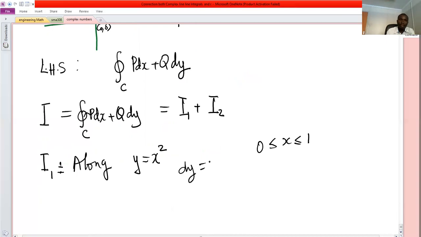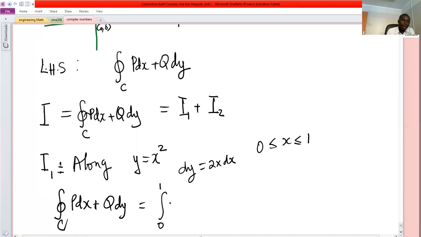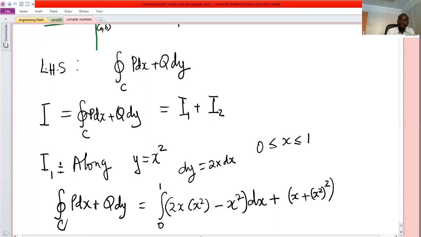And then dy from this one is the same as 2x dx. So we have the integral along C of P dx plus Q dy will now be the integral from 0 to 1. P was given by 2xy, but y is x squared, minus x squared, because we are changing everything in terms of x, and then dx, plus Q was x plus y squared, but y is x squared, so x squared squared, and then dy, but dy is the same as 2x dx. So that's what we have.